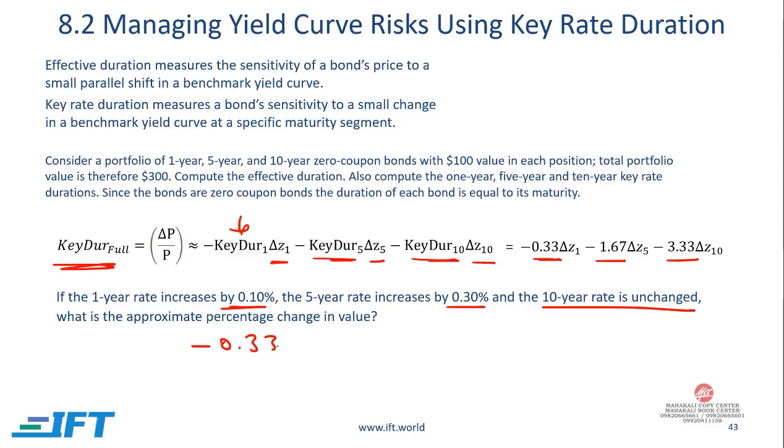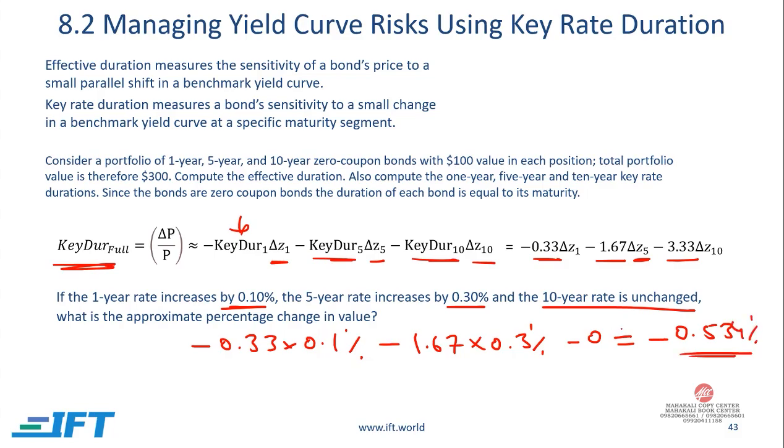So minus 0.33 multiplied by the change in the 1-year rate, which is 0.1%. Then we have minus and change in the 5-year rate. So we'll do 1.67 times the change in the 5-year rate, which is 0.3%. And then the 10-year rate is not changing. So for that, we'll simply have 0. Overall, when we do this calculation, we get minus 0.534%. So this is the change in the value of the portfolio given these changes in interest rates.